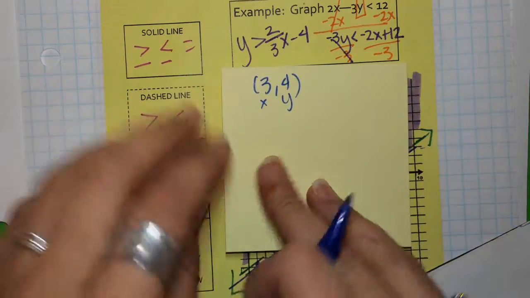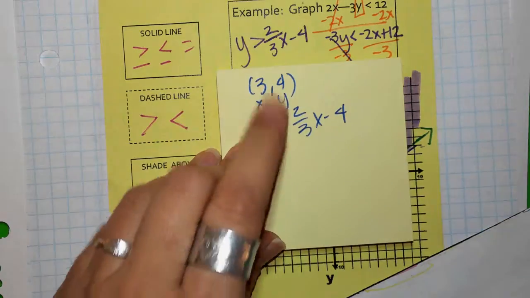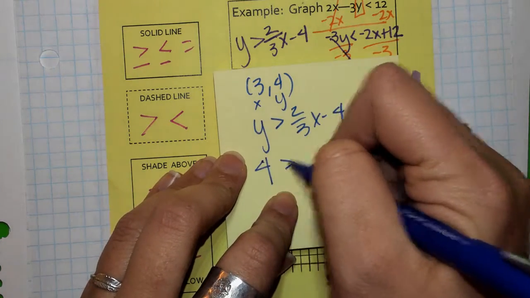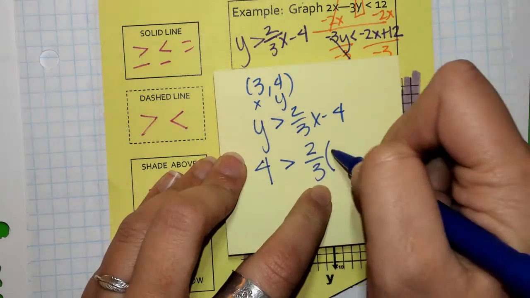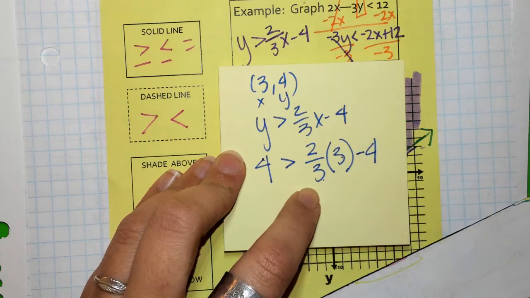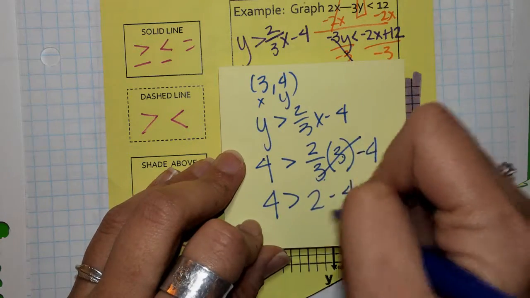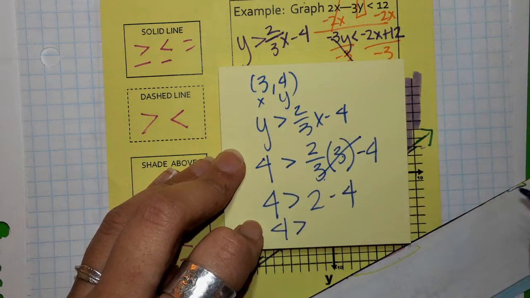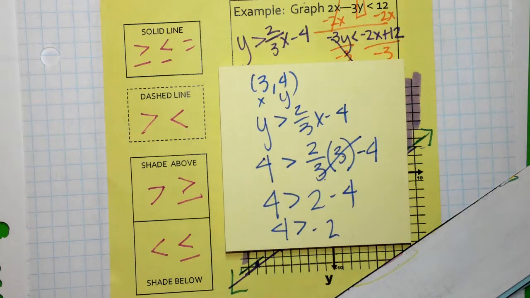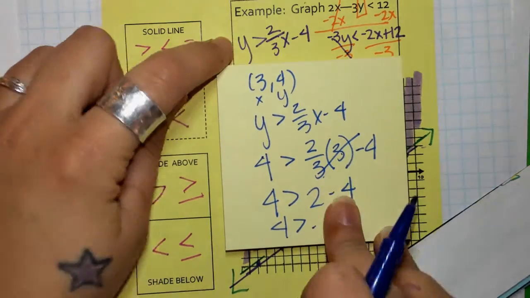Now my inequality says y is greater than 2/3 x minus 4. Okay, what's my y value? 4. And then what's my x value? 3. Okay, so now 3 goes into 3 how many times? 1 times 2 is? Alright, what's 2 minus 4? Is 4 greater than negative 2? Boom, that's true. So that's what that point is. So you can pick any point up there, and it's going to satisfy that inequality.